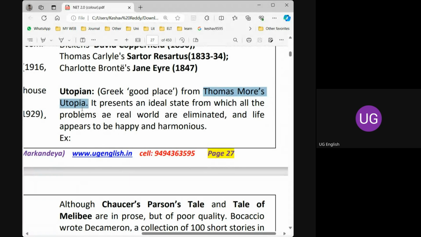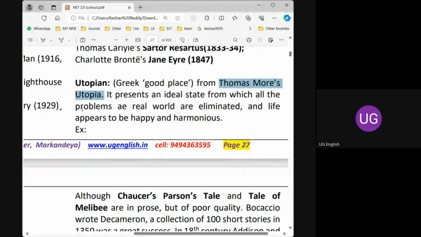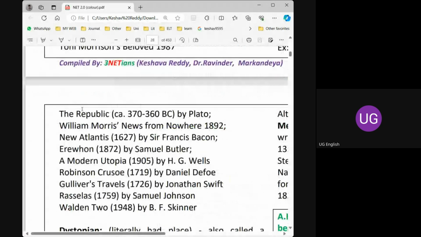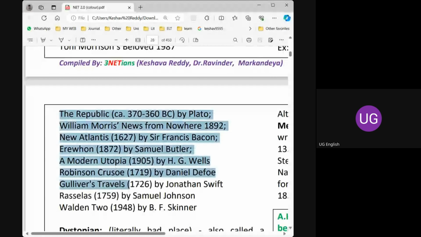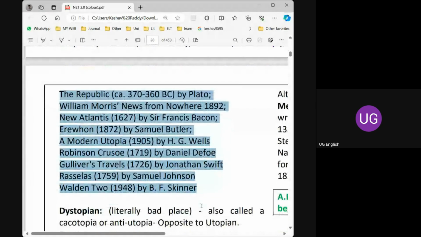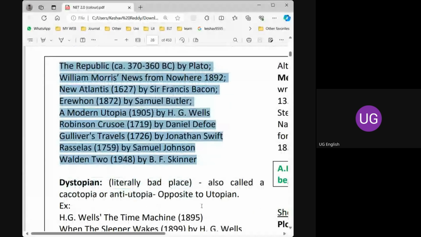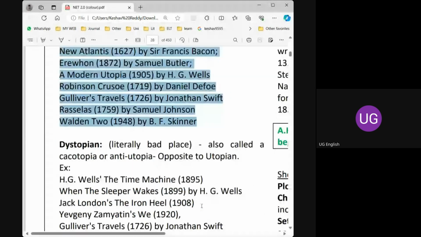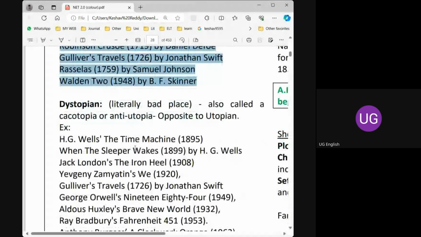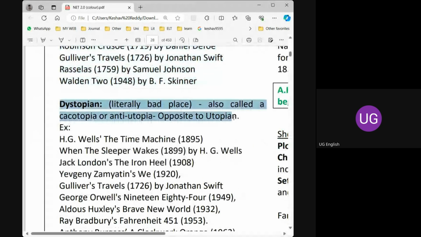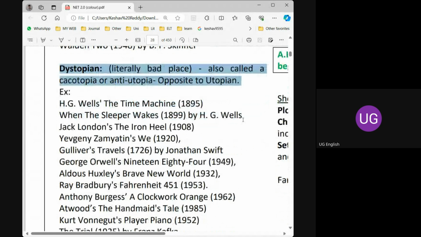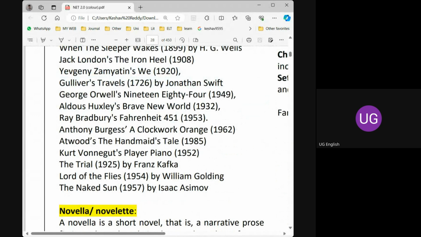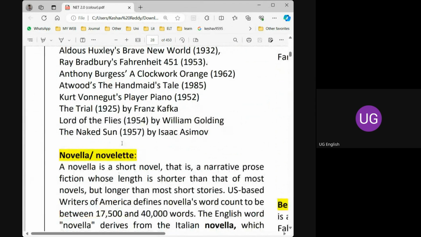But please remember one thing, utopia is always about an ideal world. Almost all the several other works which are mentioned here are about utopia. That is a good place to live. That is a good world without any crime, without any problems, without any conflicts. And in dystopia, we only find the crime. We only find the opposite of utopia. Just you have to remember this. Very, very important works. So we discussed it yesterday.